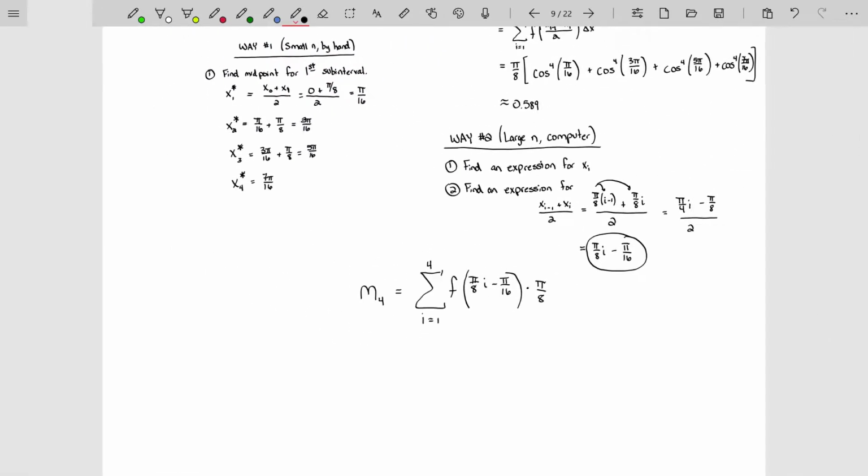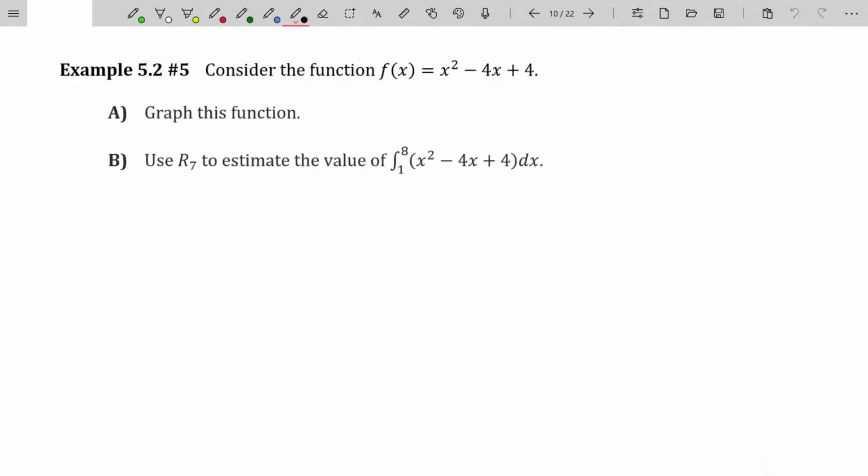But generally, when you're doing it by hand, just find the first midpoint and add delta x's. That's the easiest way to do it. On to the next example.